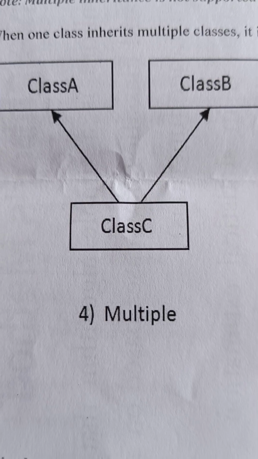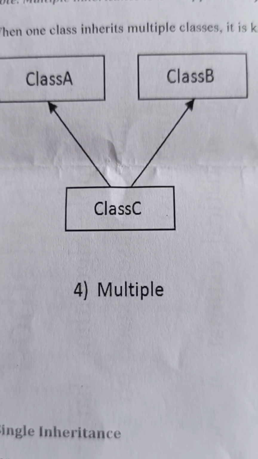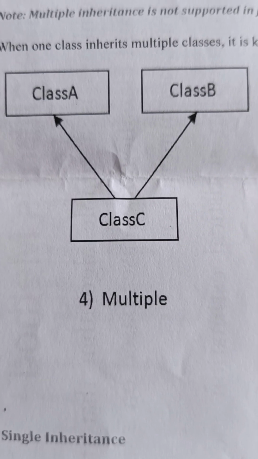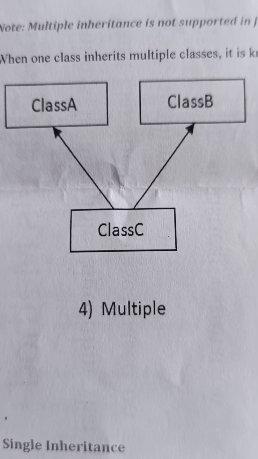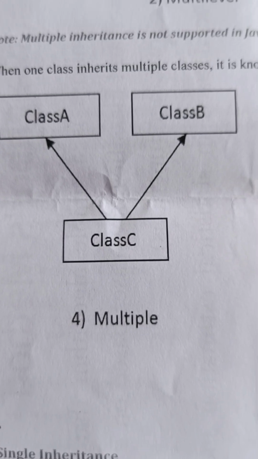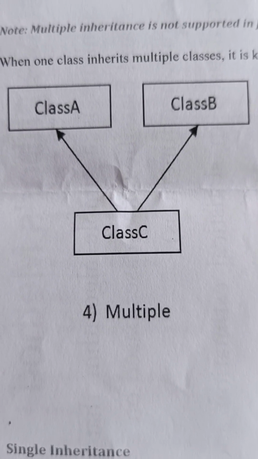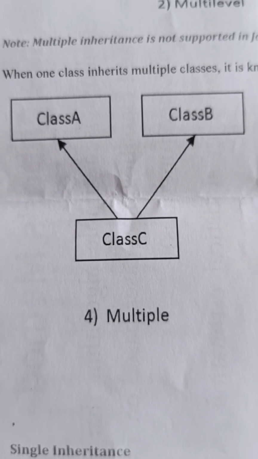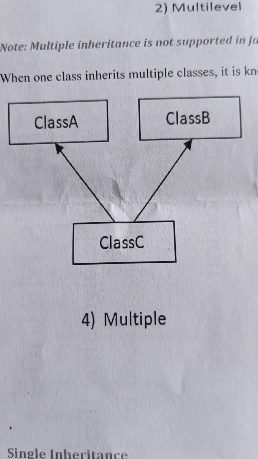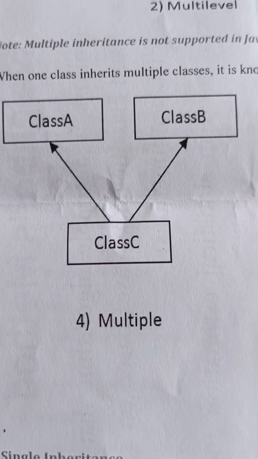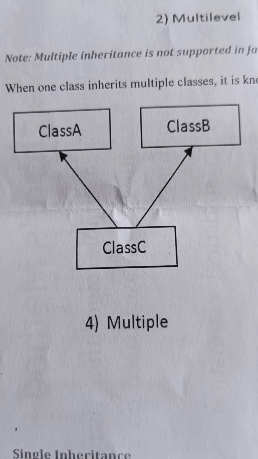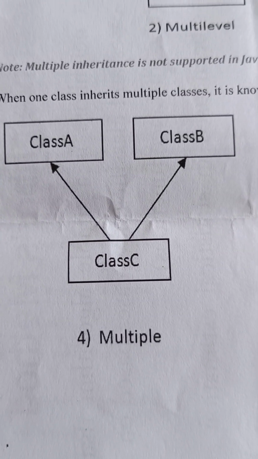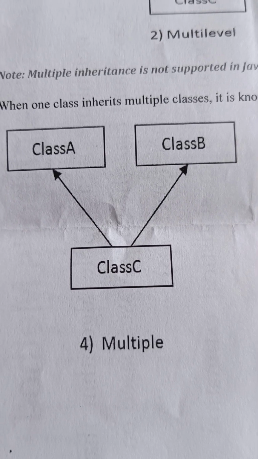The next one, multiple inheritance. Here you can see multiple inheritance having 2 base classes and 1 child class. This is an example, but you can have any number of base classes. There are multiple base classes and 1 derived class. For example, father and mother are the base classes, and the child class is child. The child will access the features of both father and mother.